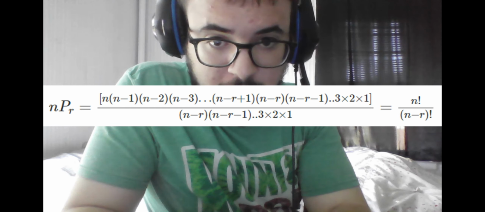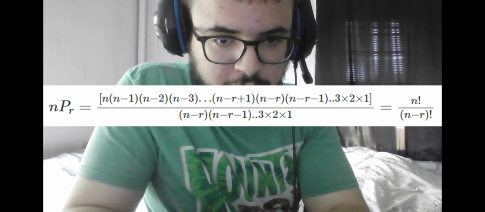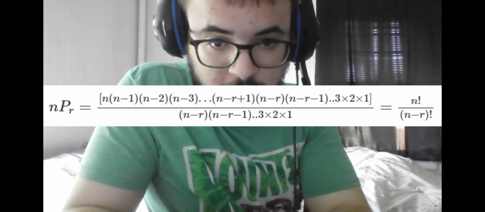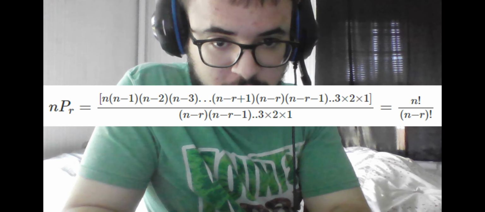Now that we've explained why the permutation formula works the way it does, we can discuss combinations next, which are more complex, because of the fact that there are many more ways to arrange them than permutations.